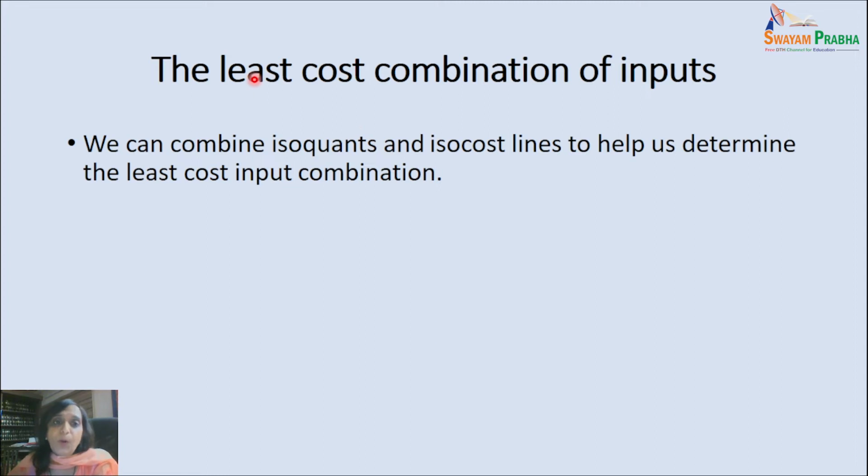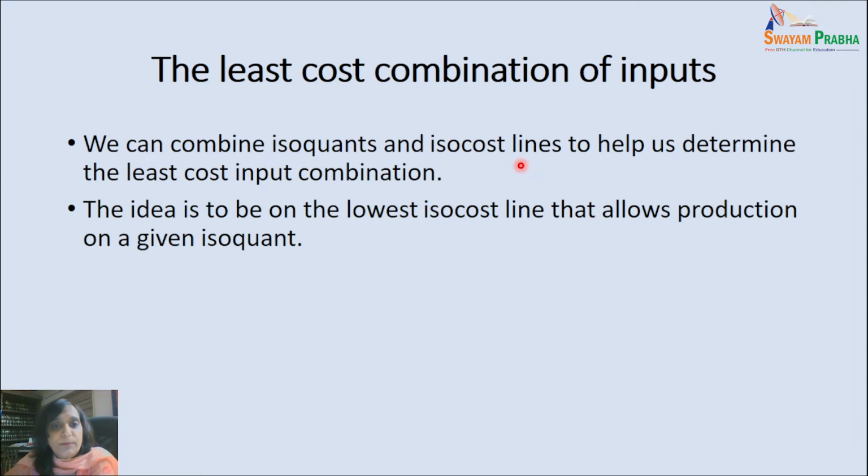Okay, so in order to find the least cost combination of inputs, that is, I want to know how much labor and capital I should employ so that my inputs cost me the least, what we do is we combine isoquants and isocost lines. We combine isoquants, which represent the various levels of output, and isocost lines, which represent the various combinations of inputs with a given cost. And this will help us to determine the least cost combination.